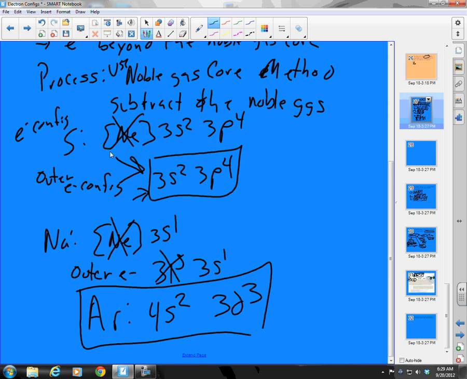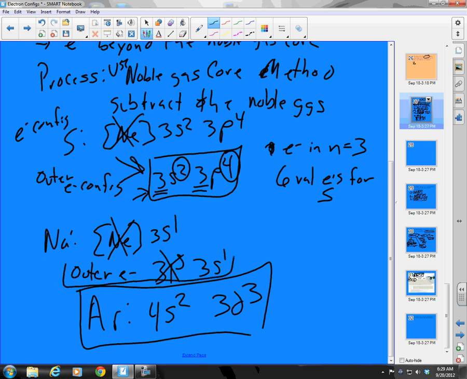Now what do we do? We look at the highest N. Well, I have a 3 and a 3. What's my highest N? They're both 3s, so we're looking for electrons in N equals 3. How many electrons do I have in N equals 3? I have 2 here and 4 there, so that means I have 6 valence electrons for sulfur. It's that simple.